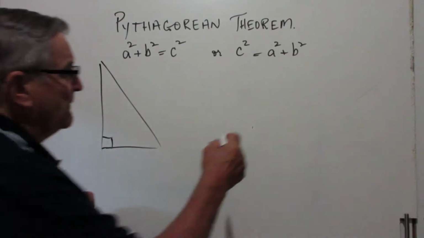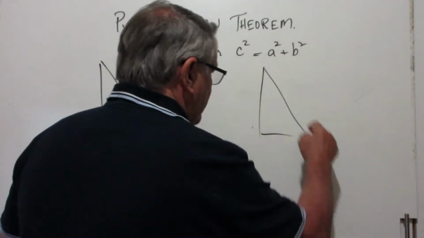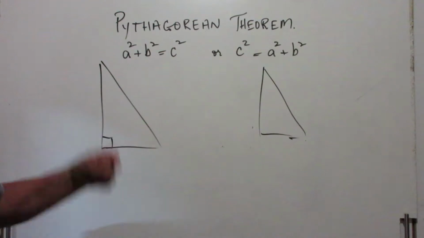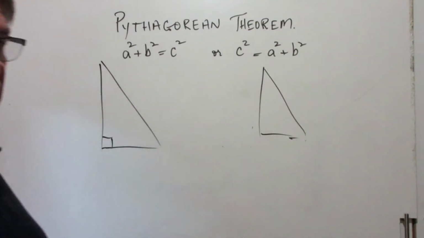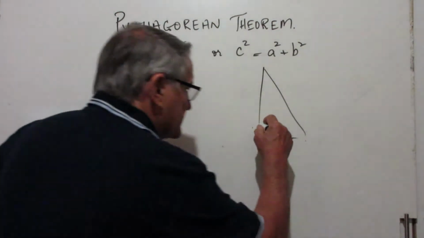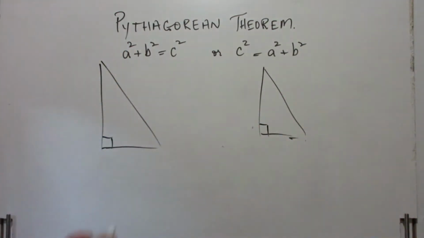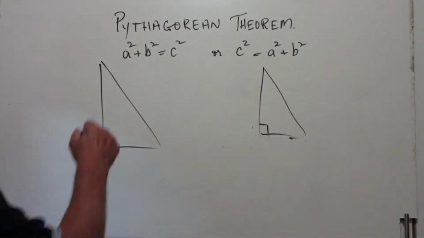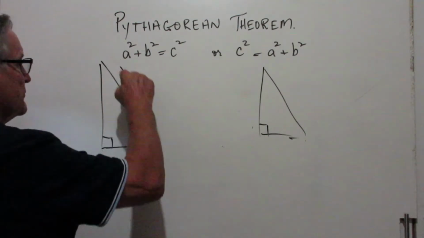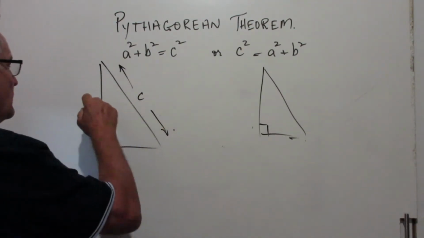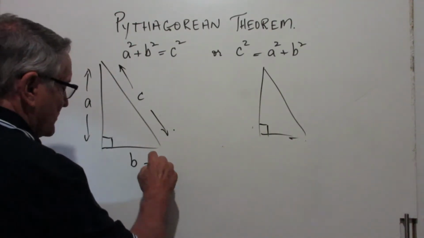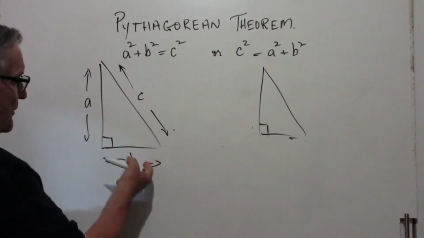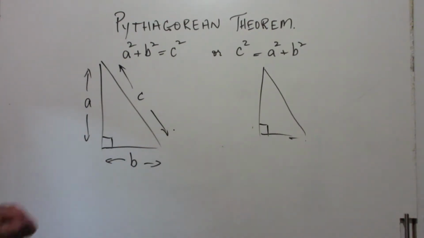Don't ever assume that a triangle is a 90-degree triangle just because it looks like one. If you're told it's a 90-degree triangle, that's fine. If it's got this little square in the bottom, that's also fine. So C is our hypotenuse, the longest side of our triangle. A and B are the legs of the triangle. A and B can be interchanged, doesn't matter.